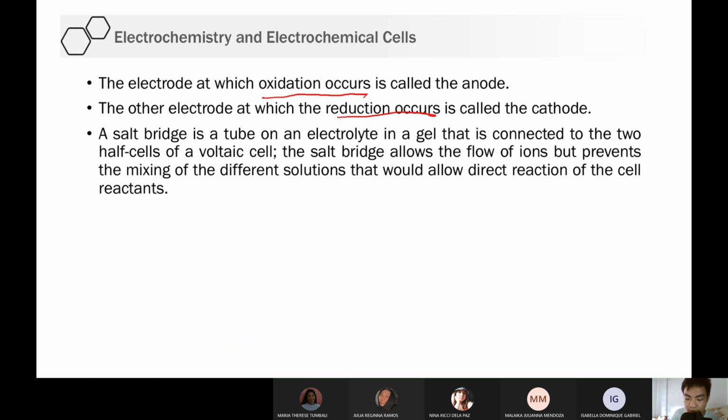Okay? So, the side of the system where oxidation happens is the anode. And the side of the reaction where the reduction happens is the cathode. Okay? So, that means oxidation happens at the anode, and reduction happens at the cathode. So, my mnemonic for that is: oxidation at the anode, reduction at the cathode.